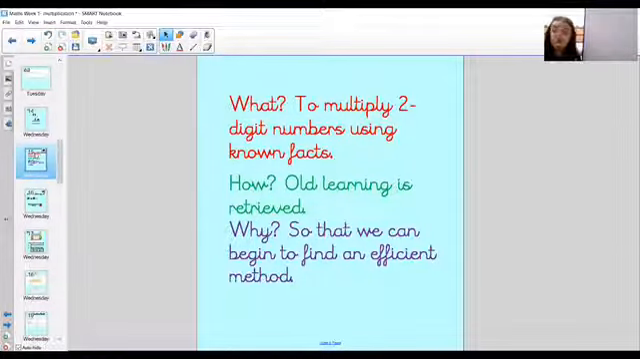You might want to have a little flick back to Monday to see how we partitioned using the one-digit numbers. You might be able to see how we're going to start to times by two-digit numbers, and why we're going to do that, so that we can begin to find an efficient method. So this is more that you could do mentally. And then tomorrow we are going to move on to using our written method.